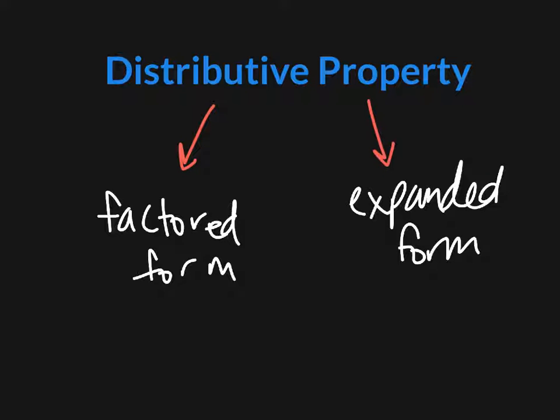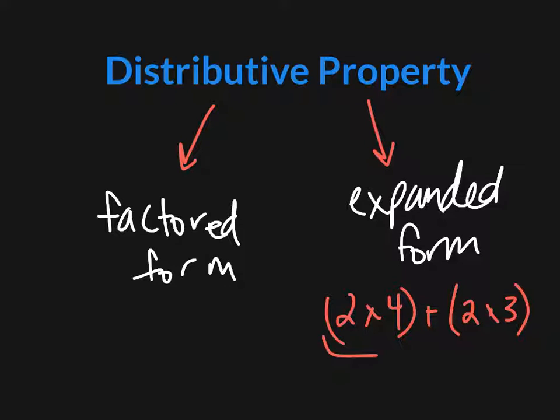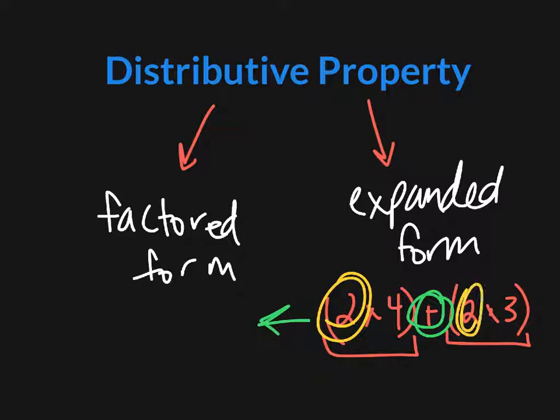So for example, in expanded form, you might have the problem 2 times 4 plus 2 times 3. You'll see that this is stretched out as two sets of parentheses, and they are combined by addition. When looking at factored form, we take the number that they share. In this case, it would be a 2, and we write that 2 out front, and then rewrite 2 times (4 plus 3). So factored form is taking the number that they share and factoring it, putting it out front.